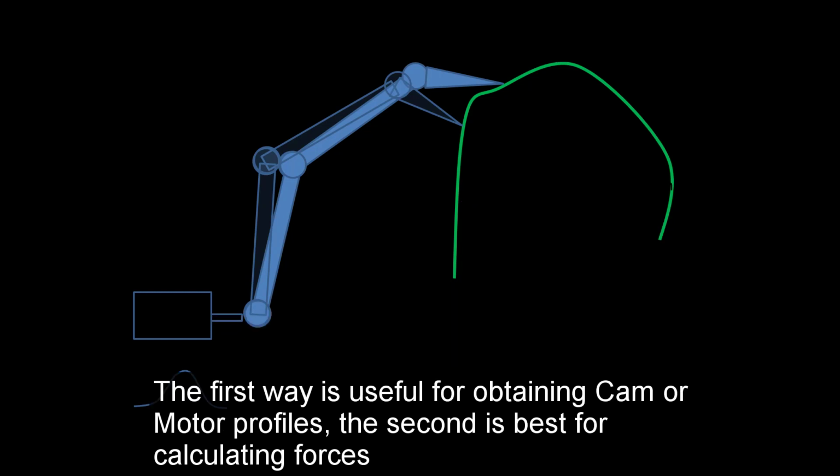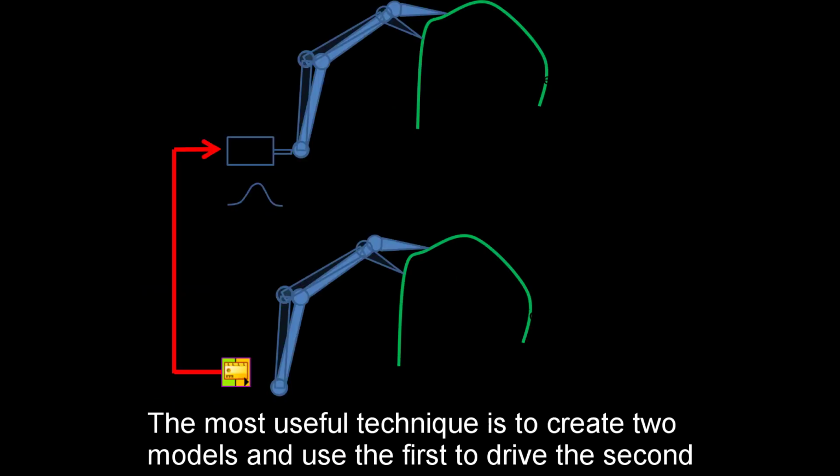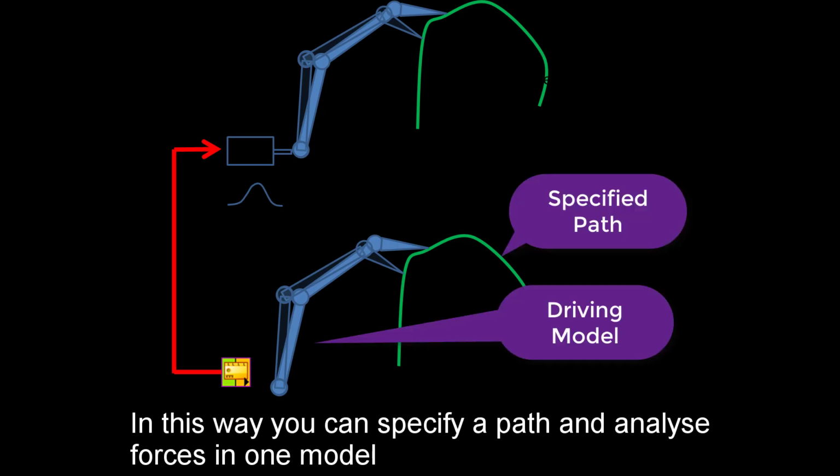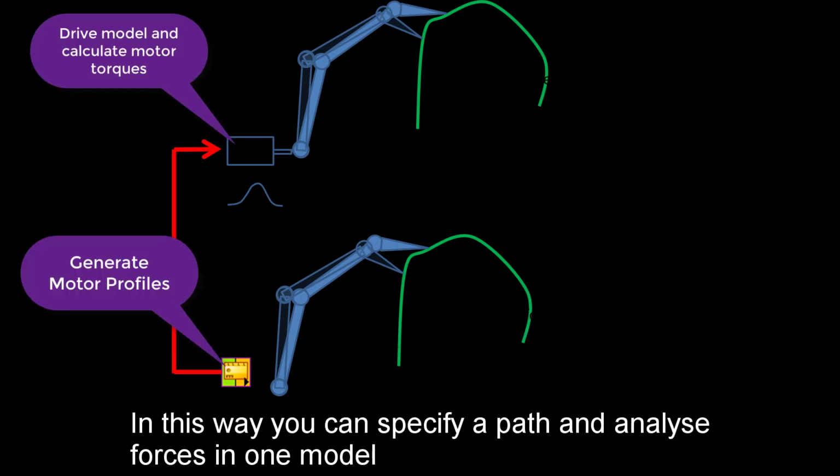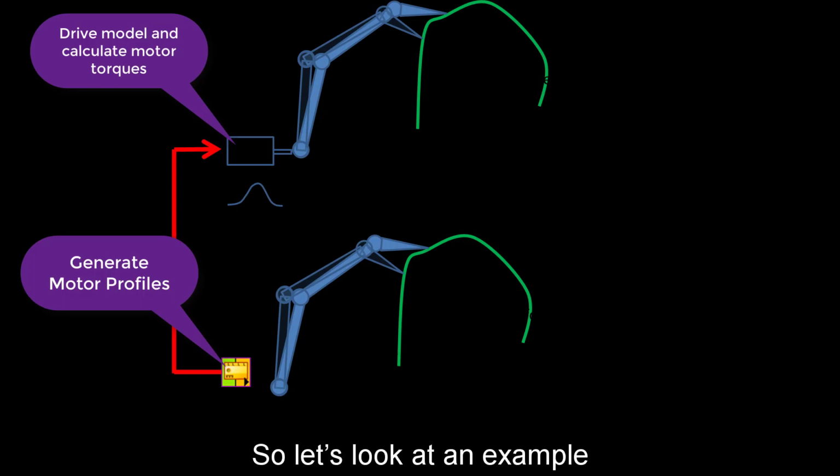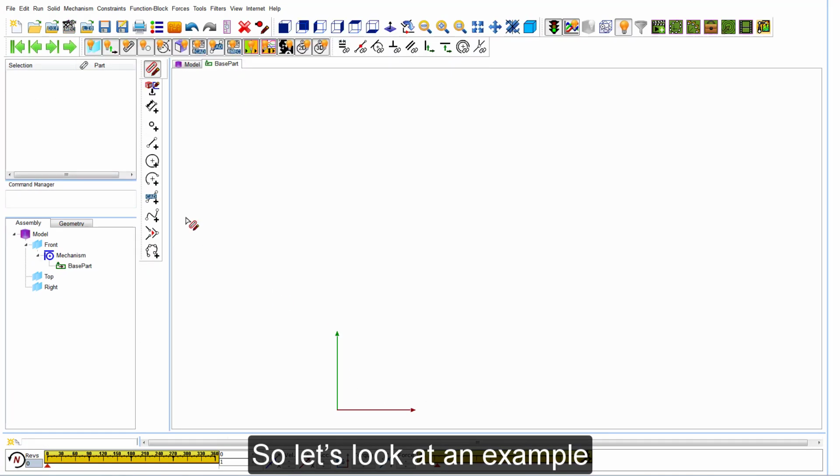The first way is useful for obtaining CAM or motor profiles. The second is best for calculating forces. The most useful technique is to create two models and use the first to drive the second. In this way, you can specify a path and analyze forces in one model. So, let's look at an example.